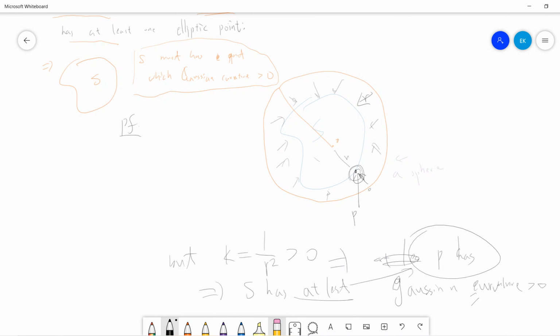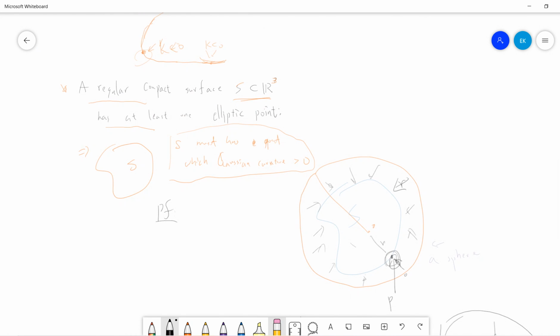So done. This proof is very interesting because, ideally, it looks very difficult. Intuitively this is correct, but how do we prove it? We prove it in a very natural way. Just pick a large enough sphere and shrink the sphere, and the sphere will meet the surface at some point. At that point, it will just satisfy our criteria.